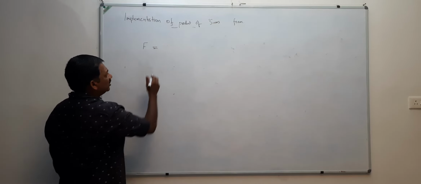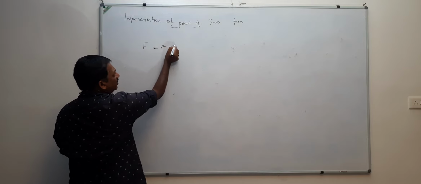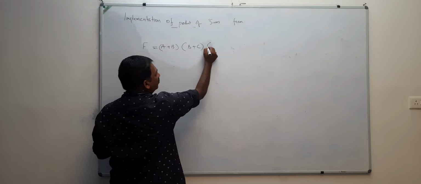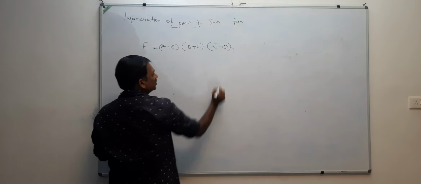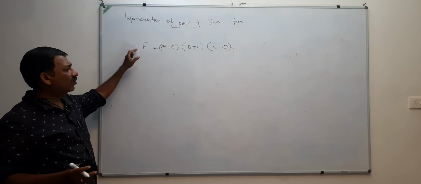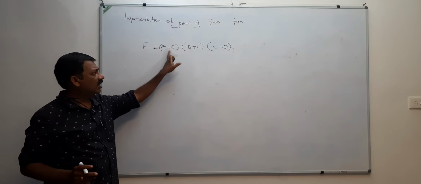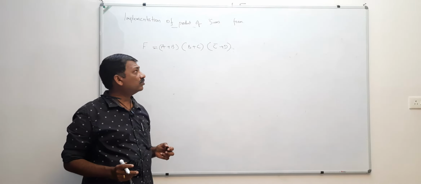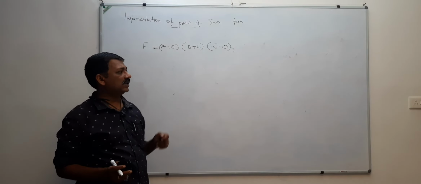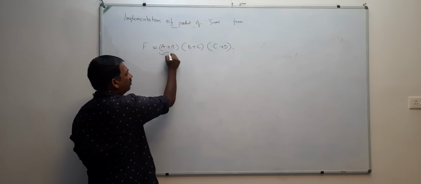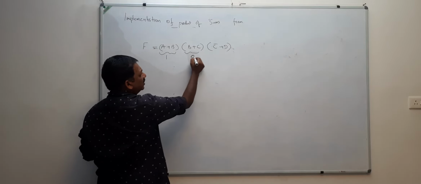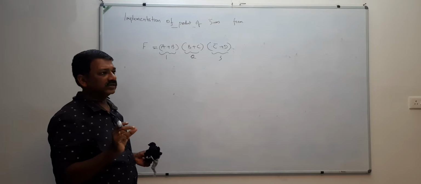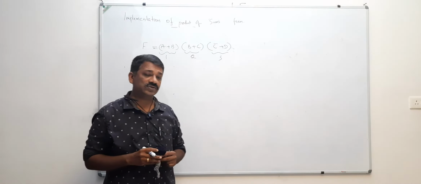Product of sums form. That means (A plus B) into (B plus C) into (C bar plus D). Suppose that this is the input. You are going to realize (A plus B) into (B plus C) into (C bar plus D). Here you have one term, second term, and this is the third term. So you have three terms, and you are going to take the product of those three terms.